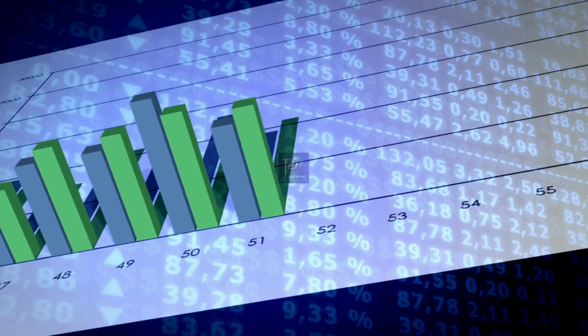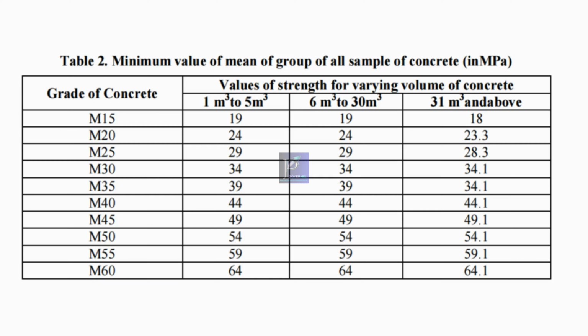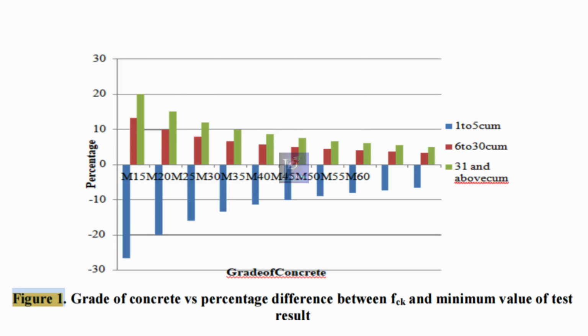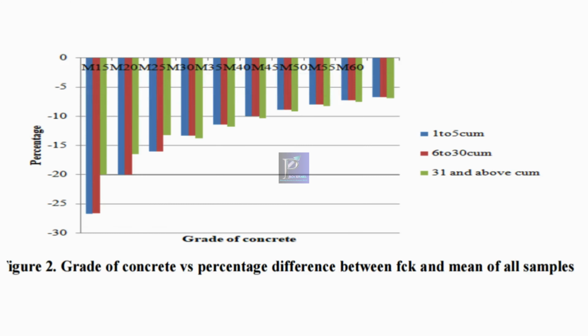This is another inference. This graph depicts the percentage difference between the characteristic compressive strength and the mean compressive strength of all samples for different grades of concrete. This graph shows a similar trend to the previous one, with higher grade concrete exhibiting smaller percentage differences. This reinforces the idea that higher grade concrete is more consistent in meeting the required strength criteria. Okay, let's take another graph.